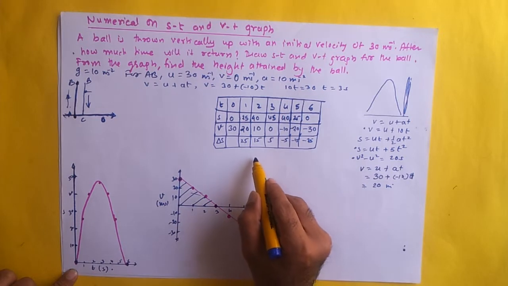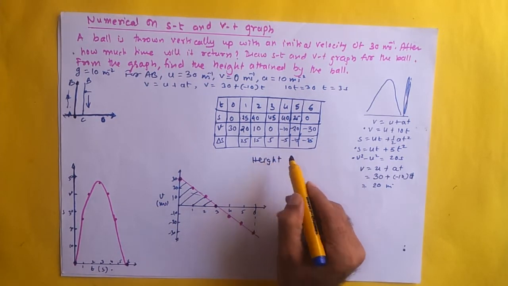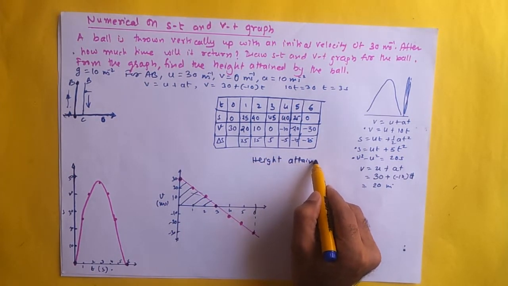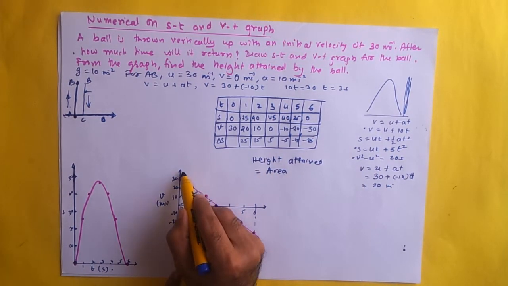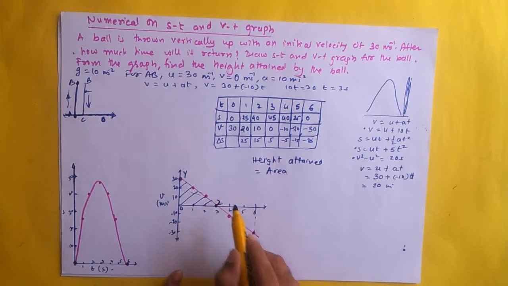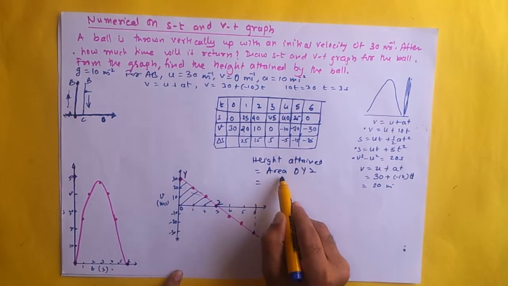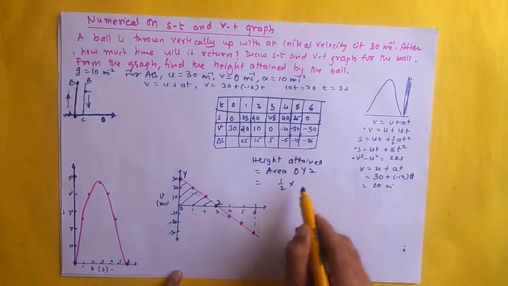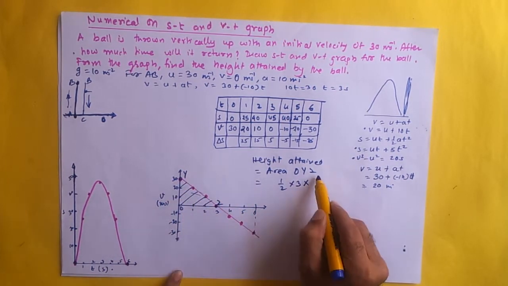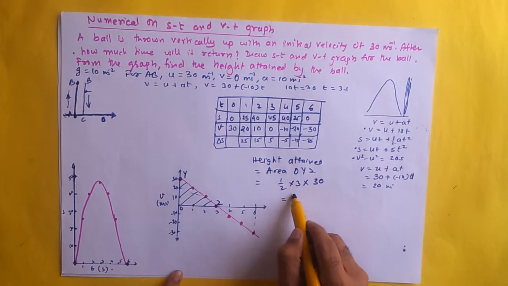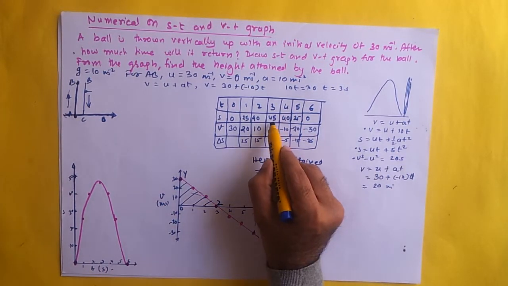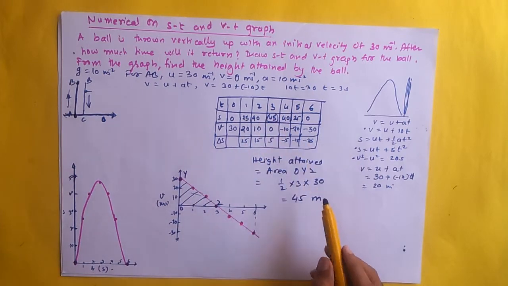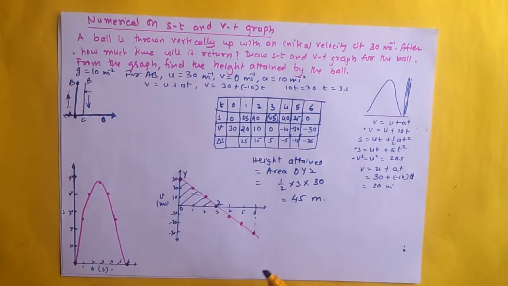And as you can see, height attained is equal to area. Let us call this O, Y, Z. Area of triangle OYZ is equal to half into base. Base is 3 seconds into altitude 30. So if I calculate this, I'll get 45 meters. And as you can see over here also, we had got 45 meters in 3 seconds. So the maximum height attained is 45 meters. This is how we can find out the height attained in the particular graph.